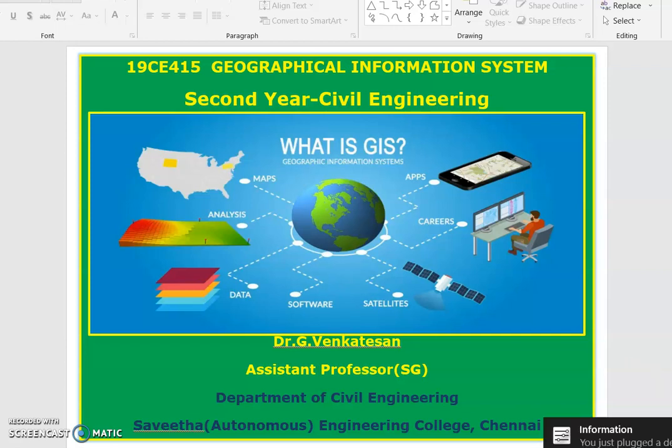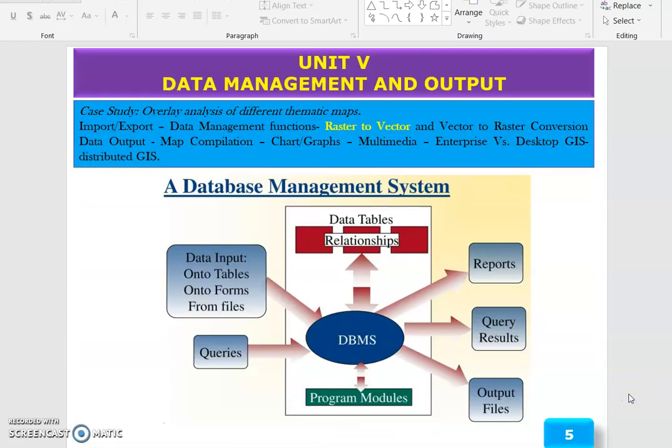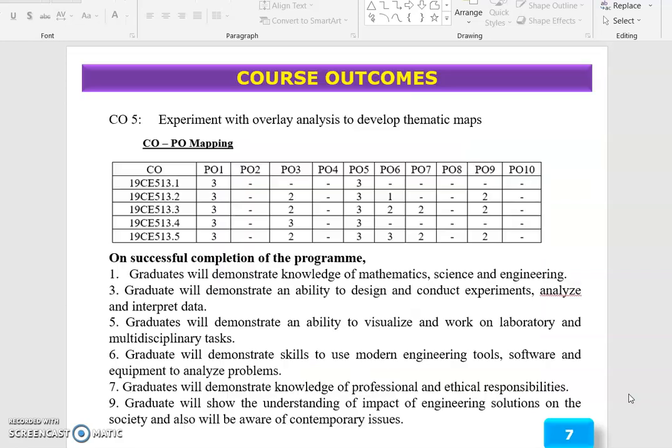Good morning to all. Today we are going to discuss Unit 5, Database Management System along with GIS. What is the output we can expect? The unit name is Data Management and Output. The topic today is raster to vector conversion.